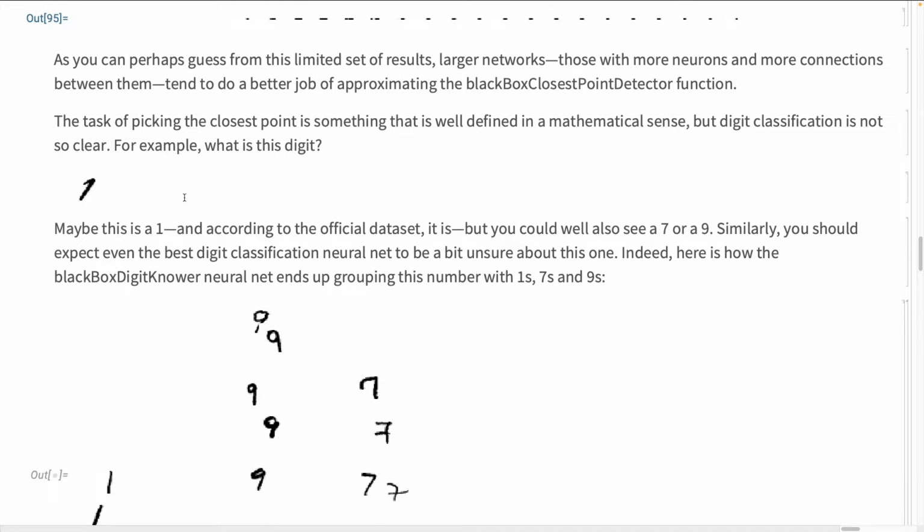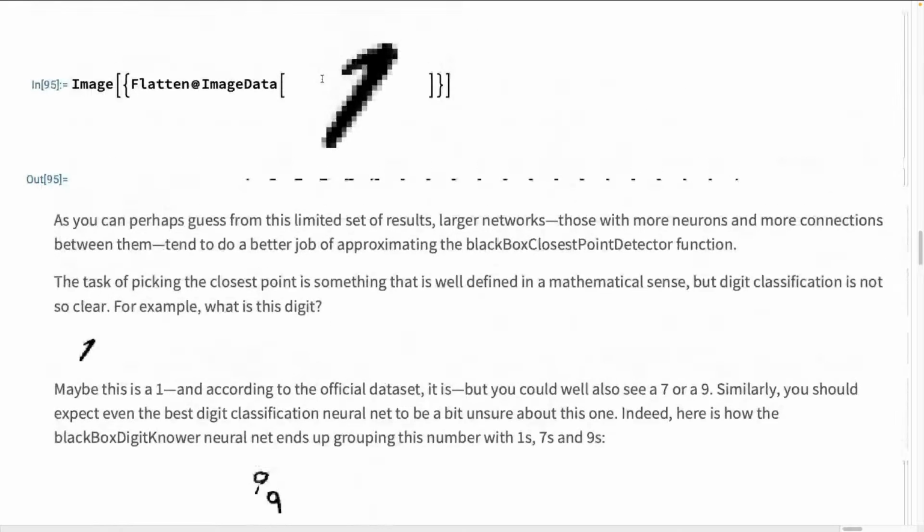So let's return to the task of digit classification. When we're talking about picking the closest point, that is something that is well defined in a mathematical sense. There are other non-neural-net algorithms which can do that, and they do it more easily. But digit classification is not something that is traditionally well defined in the mathematical sense.